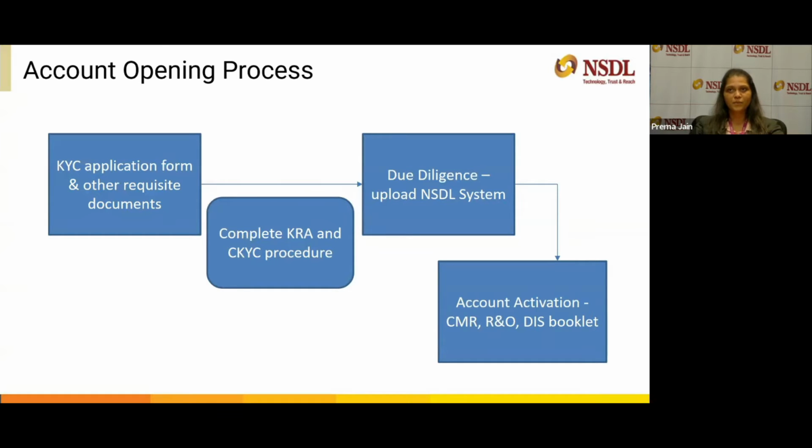Once the data is updated and the account is activated, we can move on to stage 3, which involves providing confirmation to the client by sending a welcome letter, which includes the client master report, rights and obligation document, and DIS booklet if requested by the client. At stage 4, the DP is required to do CKYC and KRA only in case KRA and CKYC is not available.